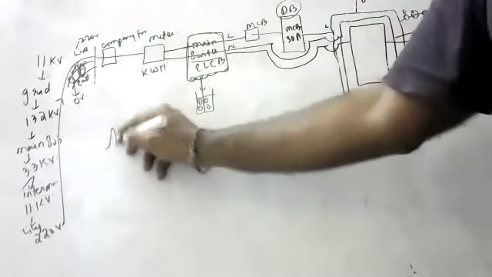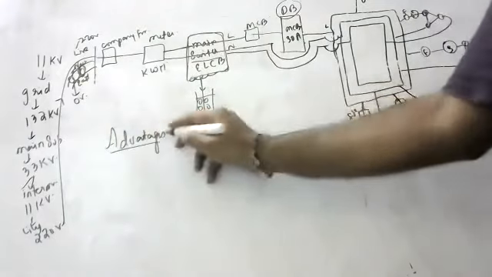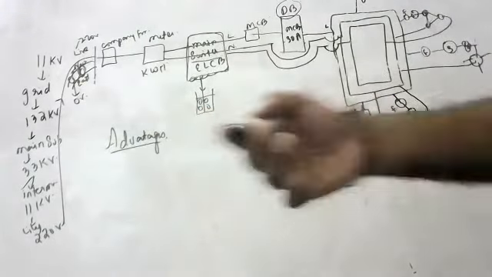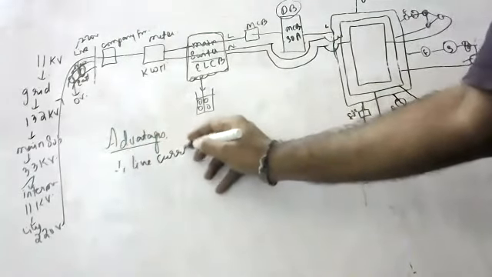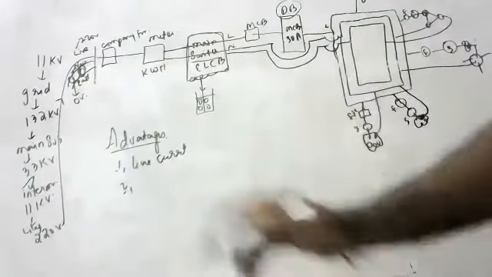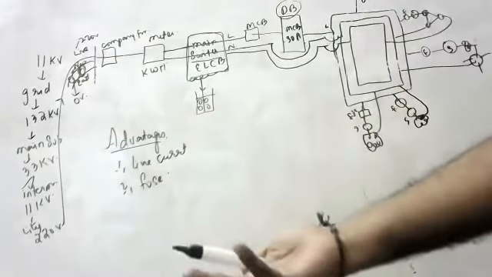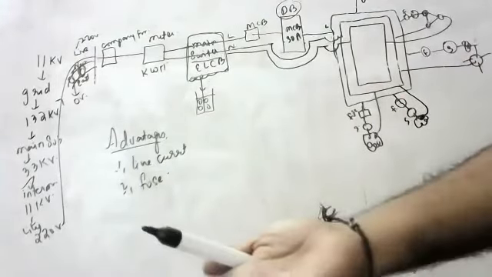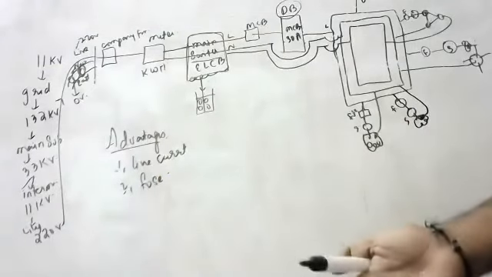What are the advantages of this ring system? Children, each appliance will get a live wire, so that the main current will come directly. Every appliance will get live current, and every appliance has a fuse also, so that if excess current comes, the fuse will break, and that instrument only will break. Other instruments will not break.